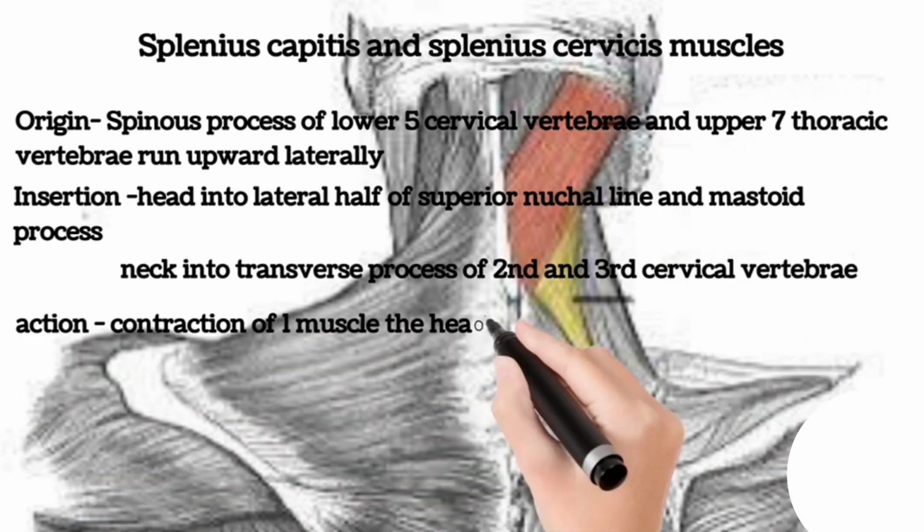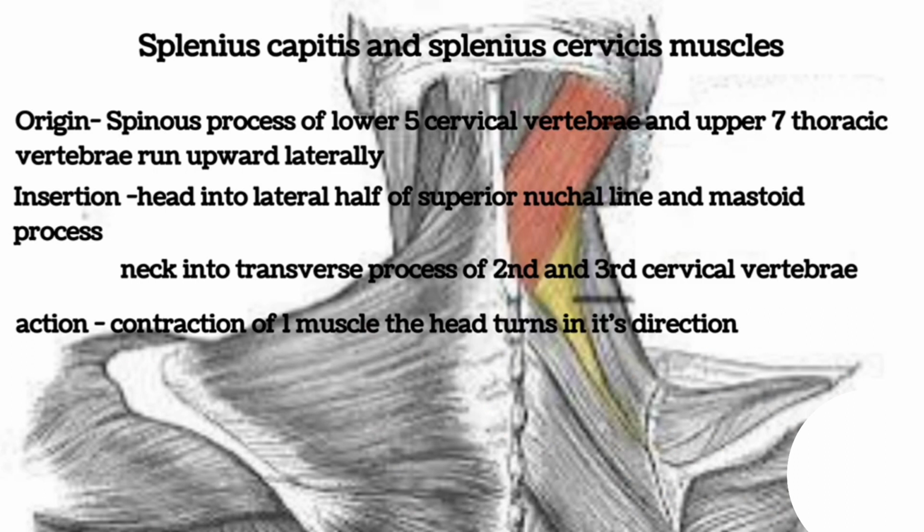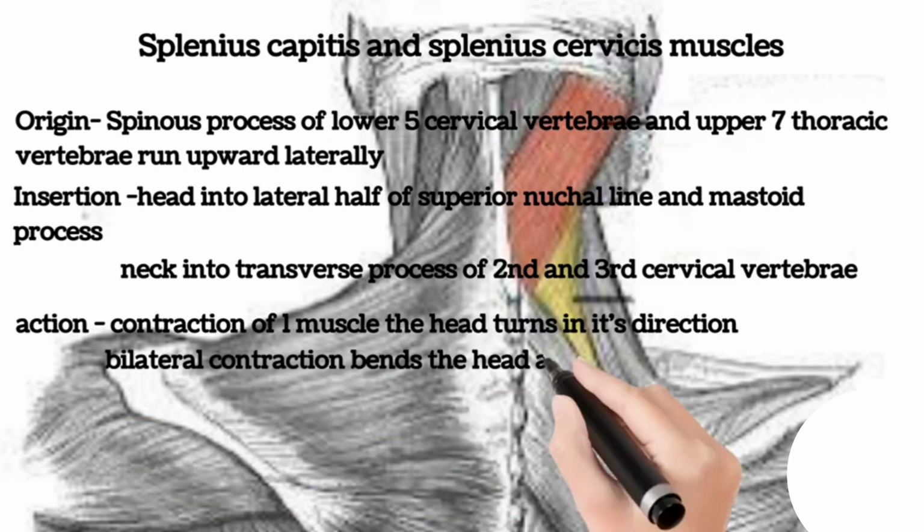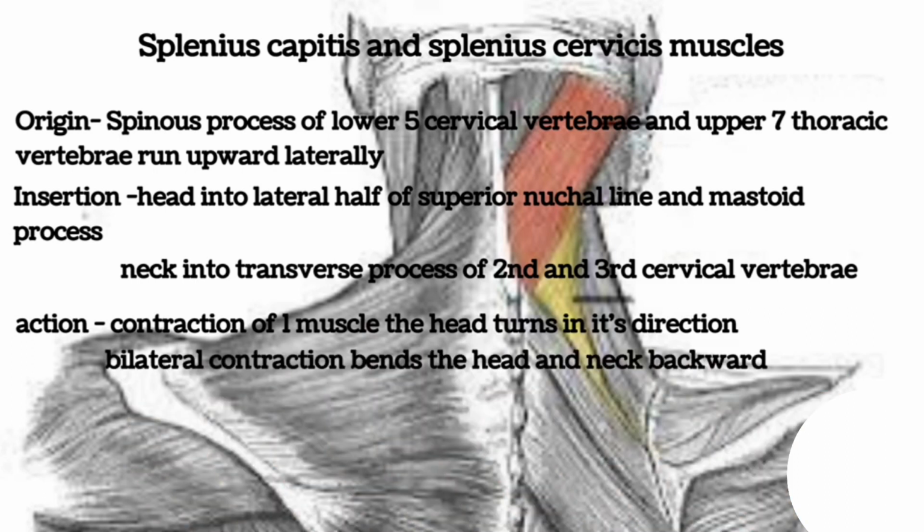Now the action is: on contraction of one muscle, the head turns in its direction, and bilateral contraction bends the head and neck backward.